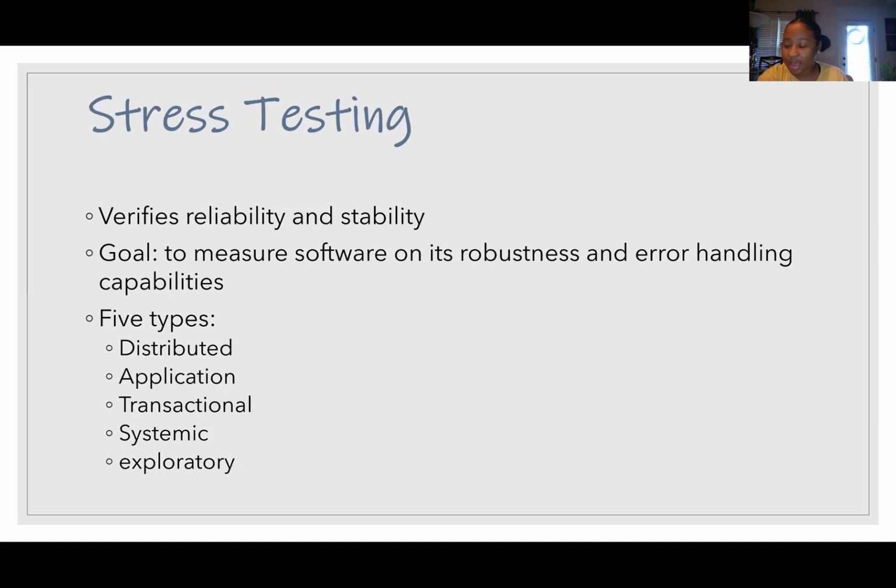Stress testing verifies reliability and stability of the software application, and its goal is to measure software on its robustness and error handling capabilities under heavy load conditions while ensuring the software doesn't crash under critical situations. Stress testing is most commonly used to determine the limit at which the software will break. There are 5 types of stress testing to include distributed application, transactional, systemic, and exploratory.